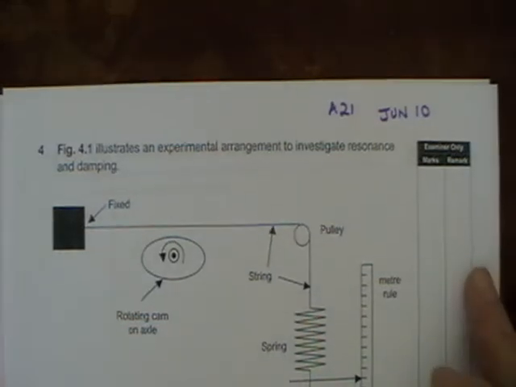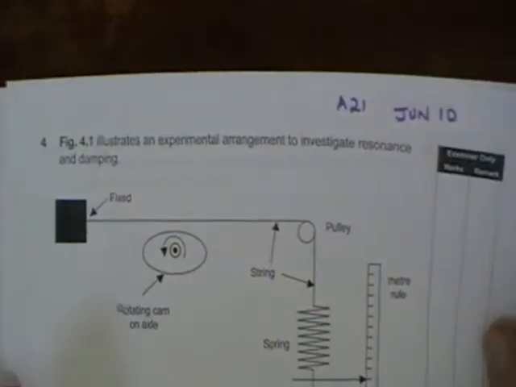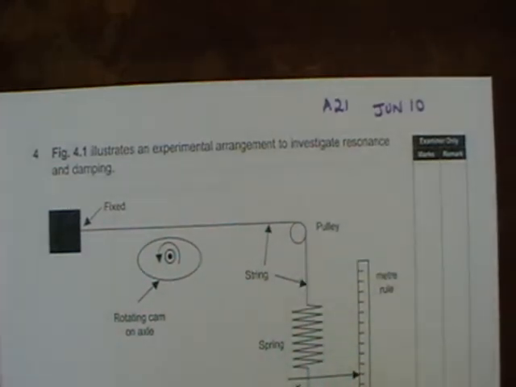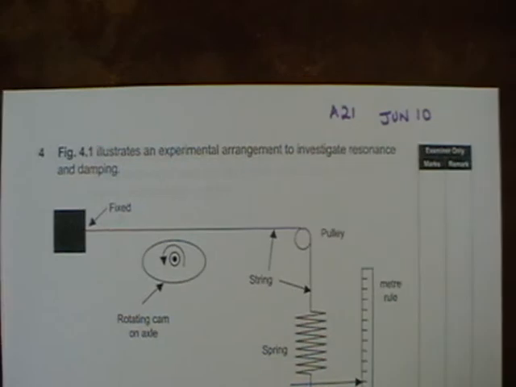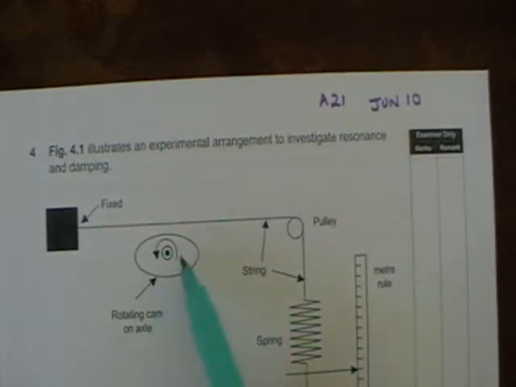This is June 2010 A21. Figure 4.1 illustrates an experimental arrangement to investigate resonance and damping. It consists of a string, a pulley, and a spring attached to it. It's got a pointer, which is touching a meter ruler, and a mass. It's made to vibrate by this rotating piece of apparatus.